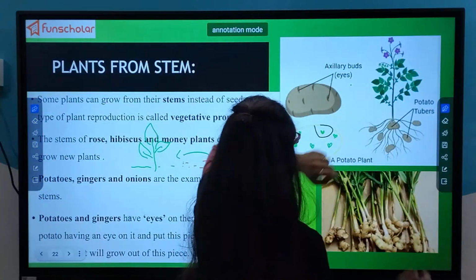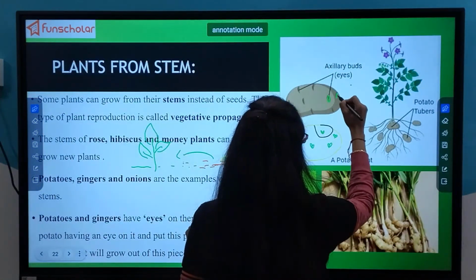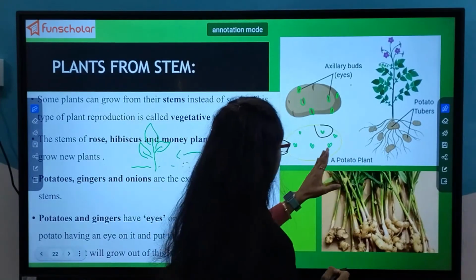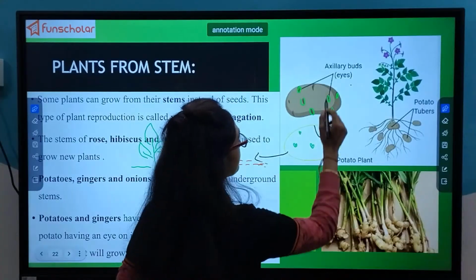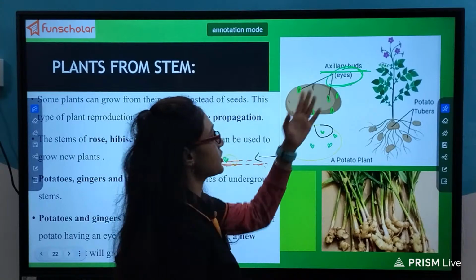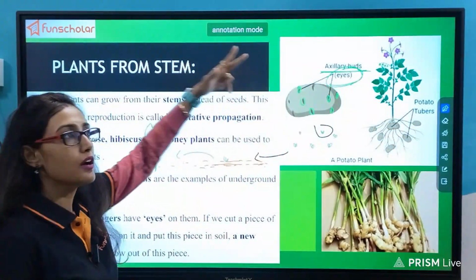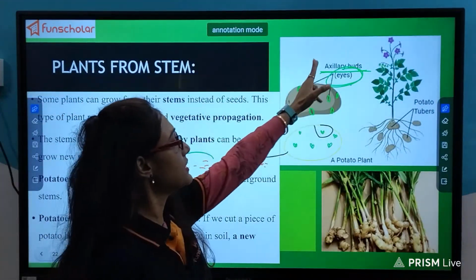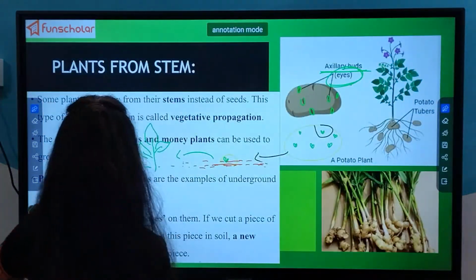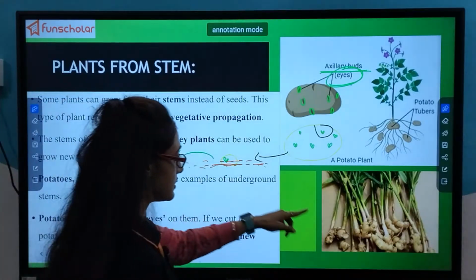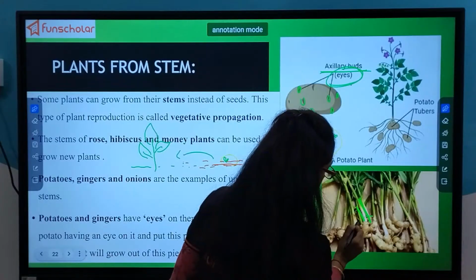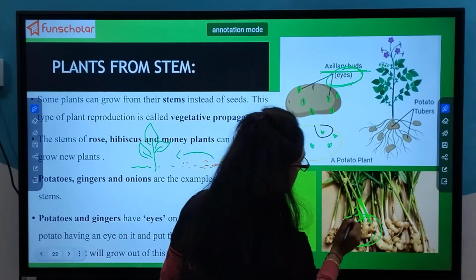So, you see, this green color part, which is not visible, but I have done this for you. It looks like this only. These are known as axillary buds or eyes. Okay, if the question comes, which vegetable contains eyes and grows into a new plant, the answer will be potato, ginger. Just see, this is the underground stem which contains the ginger.